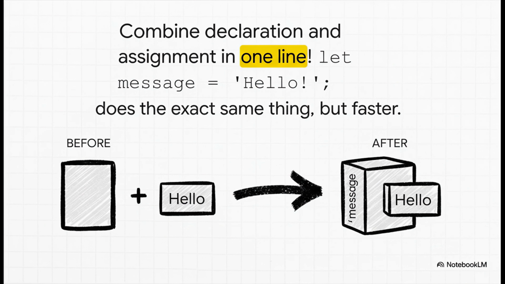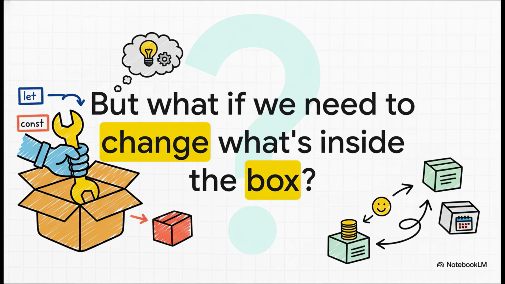Now, you'll find that programmers love to be efficient. So most of the time, you're going to see those first two steps combined into one clean, simple line. Writing let message equals hello does the exact same thing. It creates the box and puts the data inside all at once. Nice and tidy.